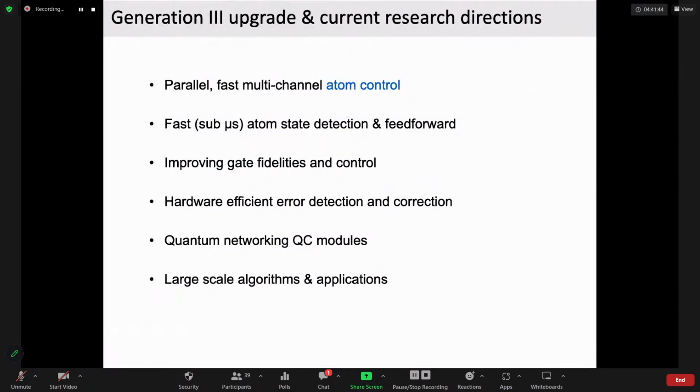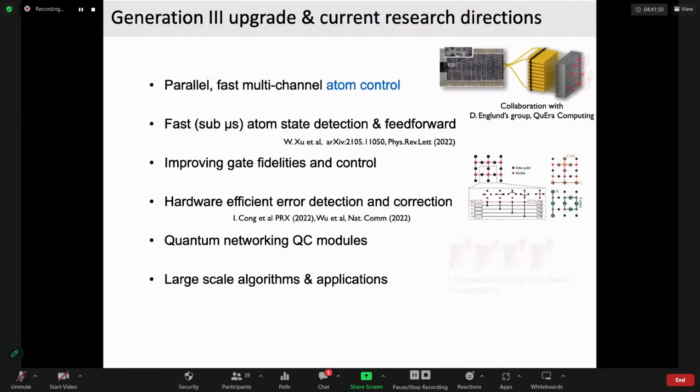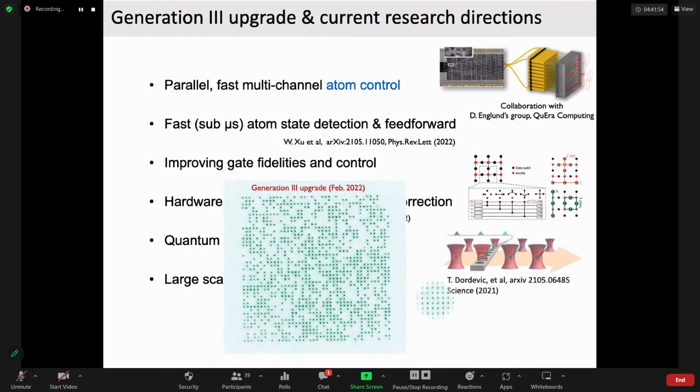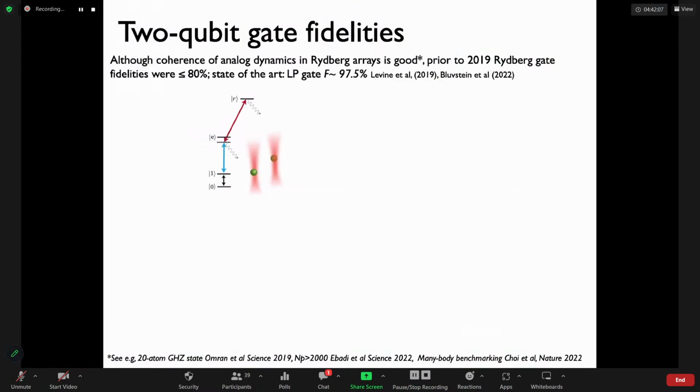I think I used up my time already. We are now running a generation 3 atom array and already have some first exciting results. These are the kinds of arrays we are working with. We can now trap over 1,000 atoms and can sort 500-600 atoms. And one big thing we worked on early this year is to improve fidelities.